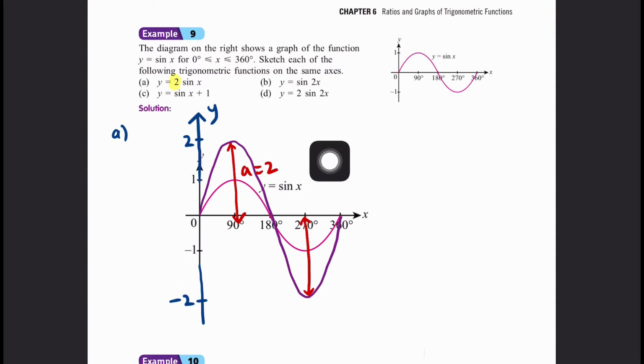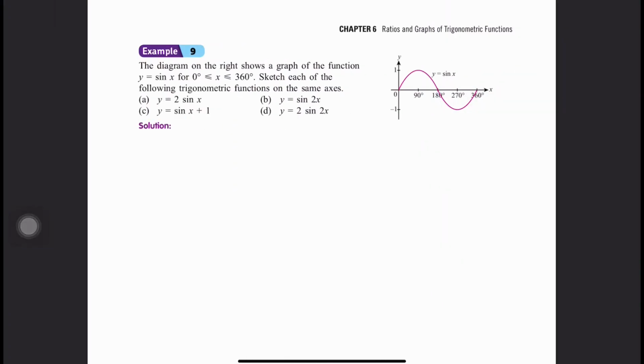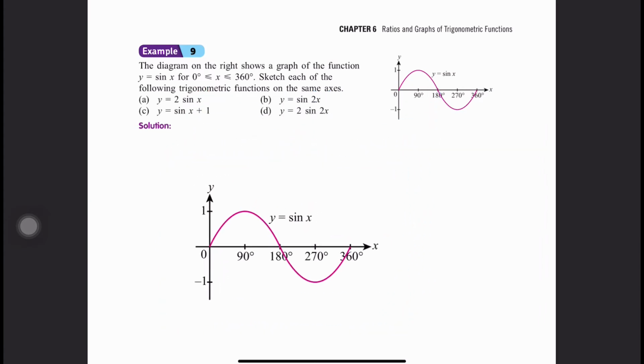Boleh? Okay, next. Okay, we have Y equals to sine 2x. Okay, B. Y equals to sine 2x. Okay, sekarang depan ni tak ada kan? Depan sine ni tak ada apa-apa. So, kita tahu amplitude is 1.